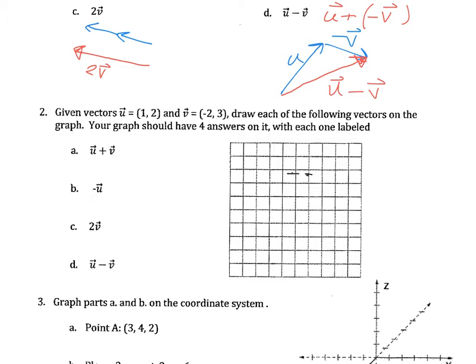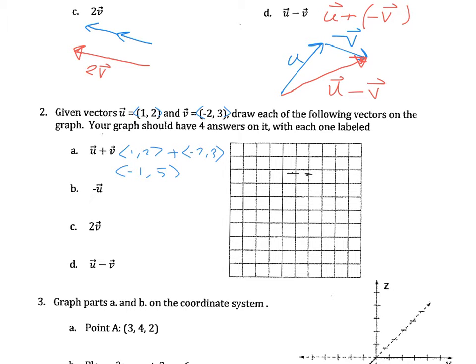Right, question 2 is doing something similar, but we're using numbers. We have a couple of vectors, 1, 2, and negative 2, 3. And we're going to do these operations, but we're going to do it numerically. So with this one, I have 1, comma 2, and I'm adding to that negative 2, 3. And that operation consists of adding the x components and adding the y components and keeping it in vector form. So we've got negative 1, comma 5.